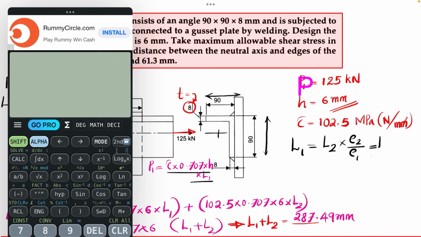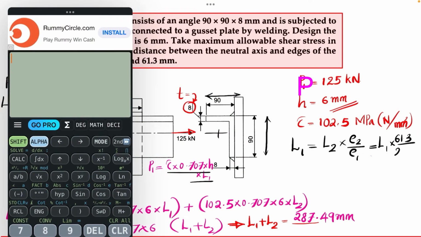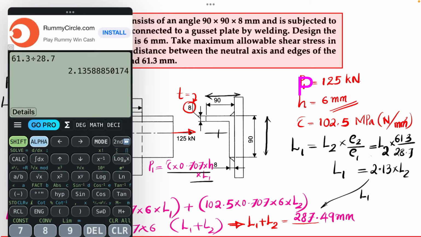Here the E1 and E2 values are given. E2 is 61.3, so L1 is equal to L2 into 61.3 divided by the E1 value, which is 28.7. So 61.3 divided by 28.7 is 2.13. L1 will be equal to 2.13 into L2. The same thing I can substitute here and find the respective values of L1 and L2, which are the lengths of the unsymmetrical welds provided at the top and bottom of this angle plate.